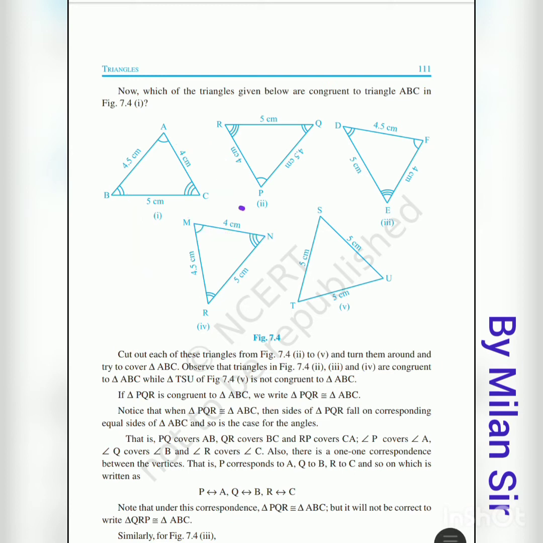Okay, now in between 4 and 4.5 centimeter, we have a single angle. So in between 4 and 4.5, we have a single angle. So these two triangles are congruent triangles. Okay, we can check for any one angle.